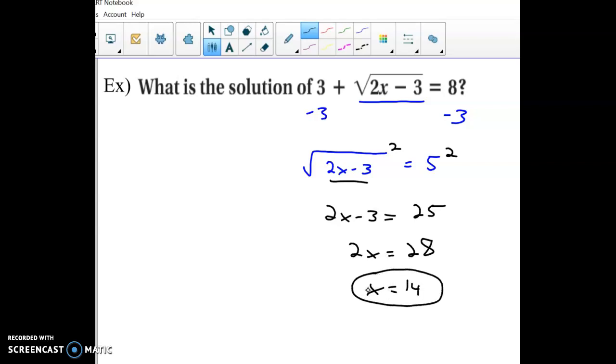Right, and if we're not sure about our answer, maybe you don't trust your teacher or something like that, you can always put it back into the original equation and see if it makes a true statement, right? And this one should check out, but you can always do that if you're not sure.